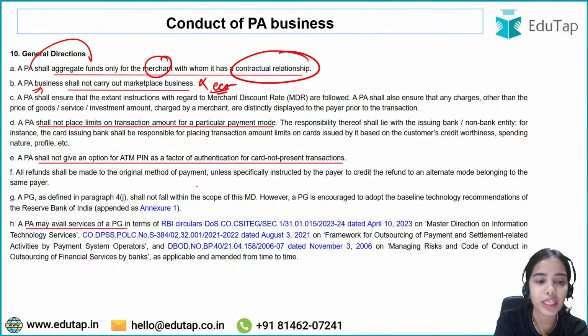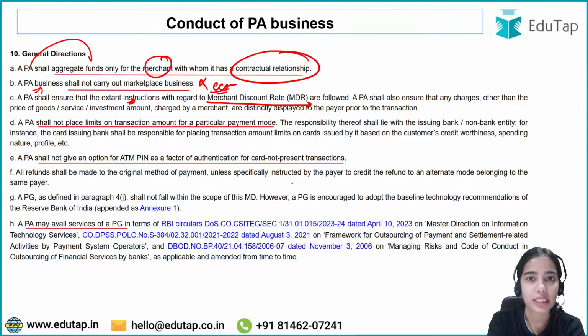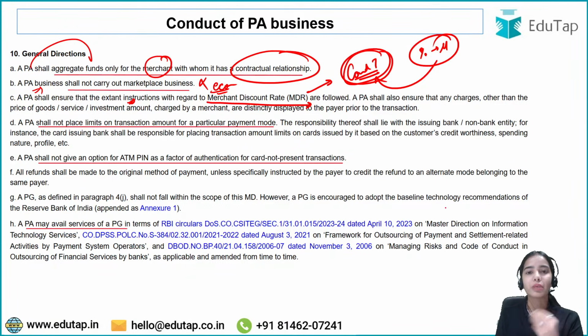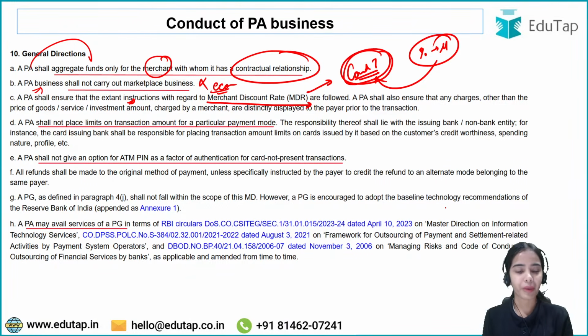The payment aggregator shall ensure that the existing instructions are followed for the merchant discount rate. As you know, when you are doing card transactions, there is a percentage that the merchants have to pay on the card transactions. So the existing instruction has to be followed for the merchant discount rate, that is, for card transactions a percentage of the amount has to be taken from the merchants.